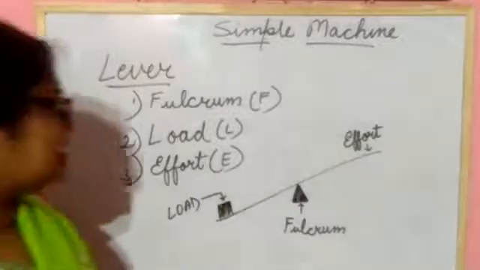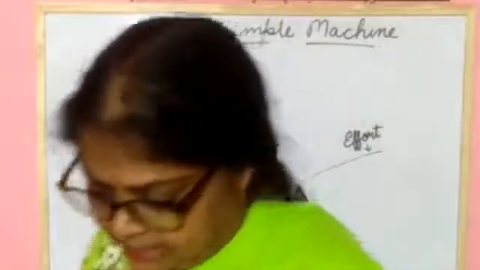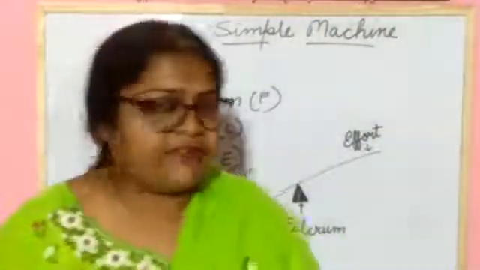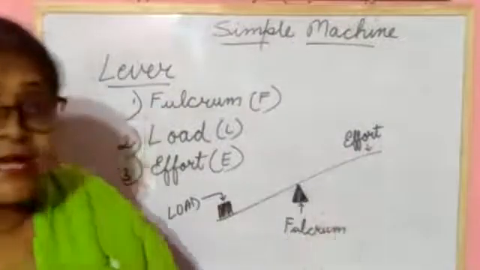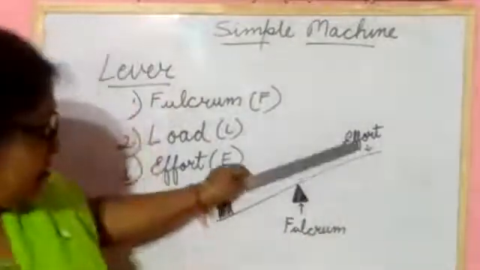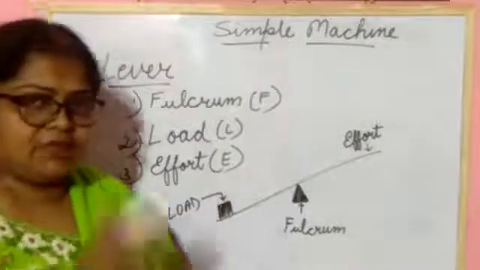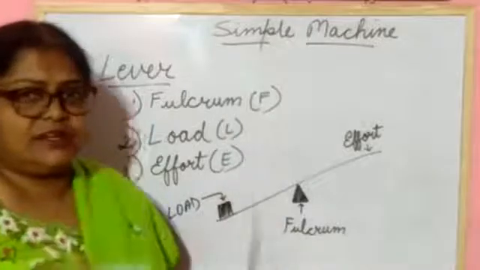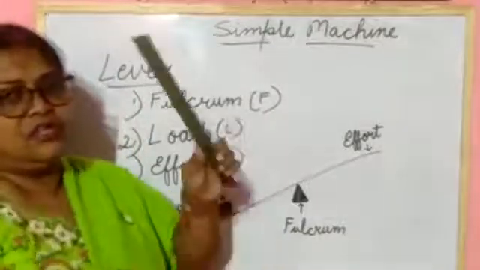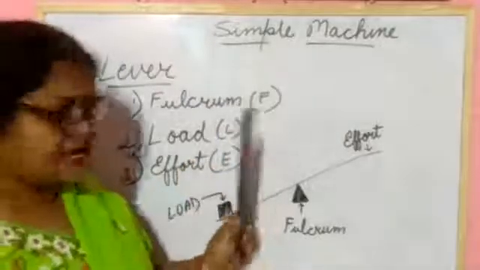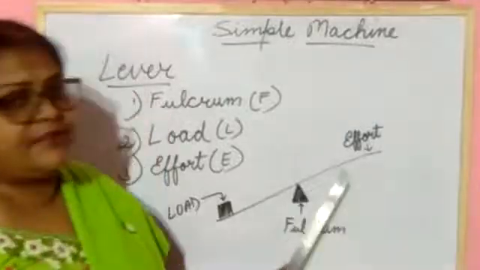So what are you seeing here about the lever? Lever is a rigid rod. This is the rigid rod you are seeing. I think you have seen a seesaw. In a seesaw there is one fixed point and one rigid rod. So what is the lever? A lever is a rigid rod that can move around a fixed point.